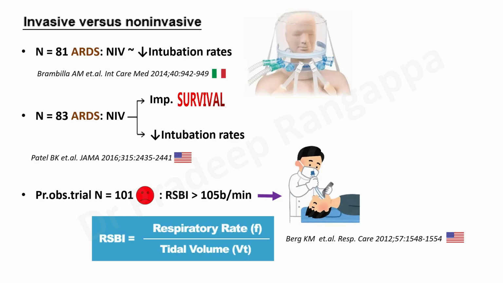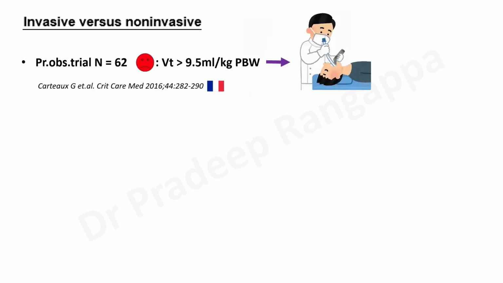At least we have that sort of direction to determine who is winning on NIV and who is not winning. There is another index which came from the French group, again from a prospective observational trial in 62 patients, where they said anyone who is generating a huge tidal volume of more than 9.5 ml per kg body weight, who is tachypneic, generating huge tidal volume, it is an indication of NIV failure and they need intubation.